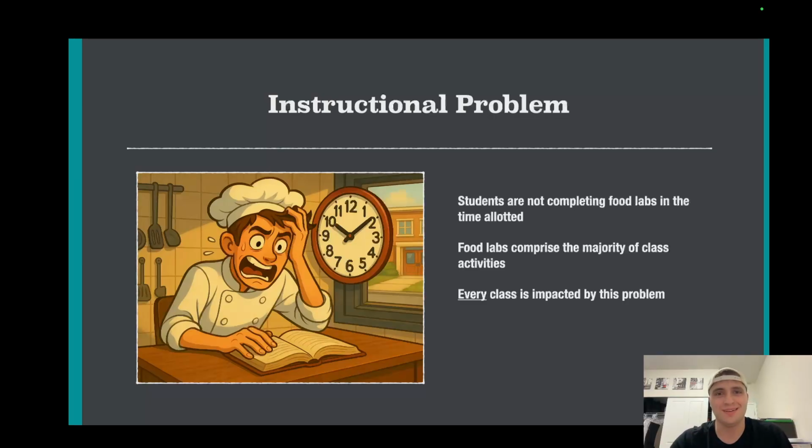If first period does not clean or does not finish their recipe, second period is not going to have a lot of confidence to be able to do it. And definitely by third period, fourth period, fifth period, a mess might accumulate. Students go, well, I'm not going to clean that if they didn't clean it before me, which leaves me at the end of the day going, what happened?